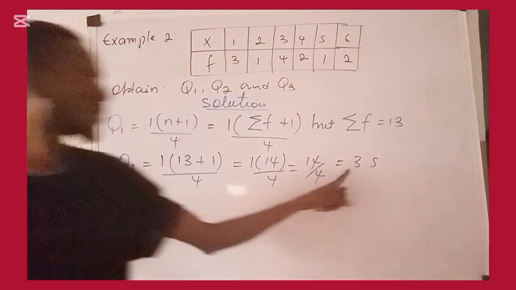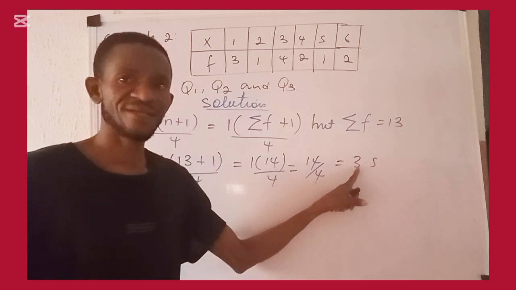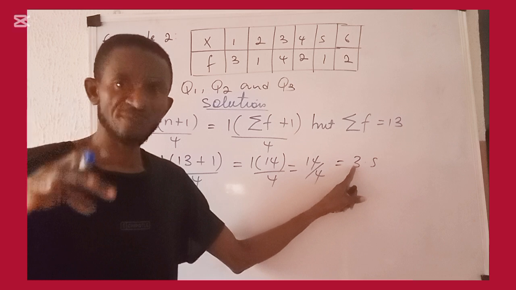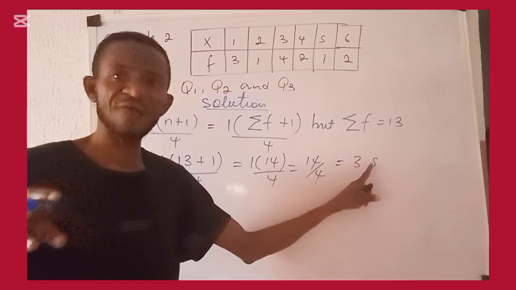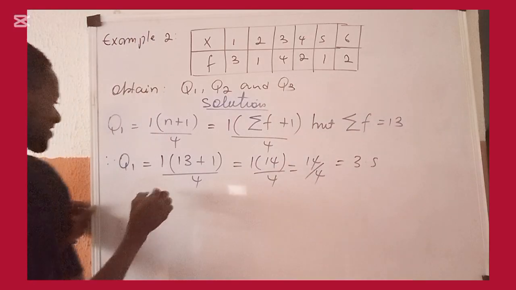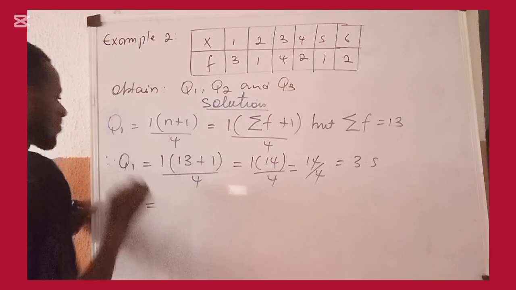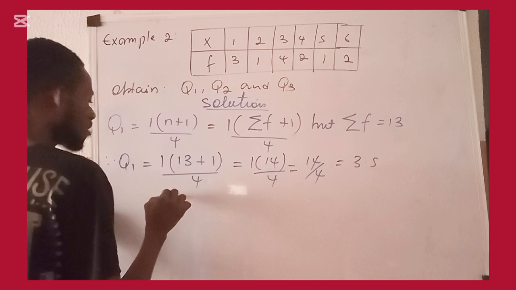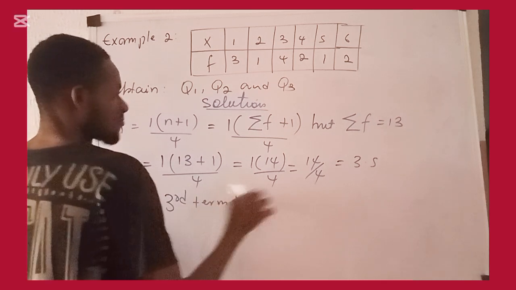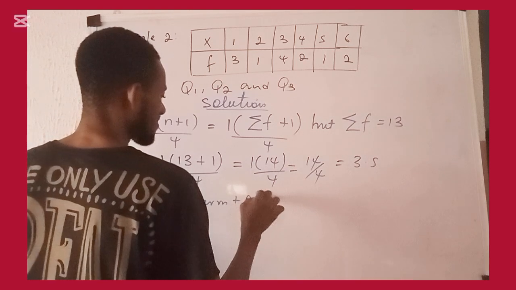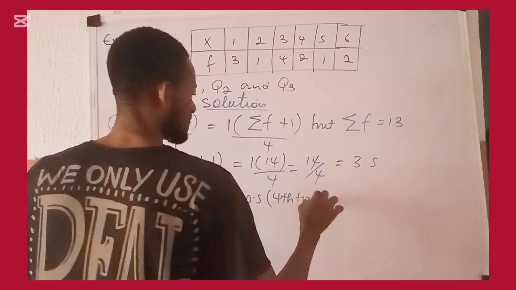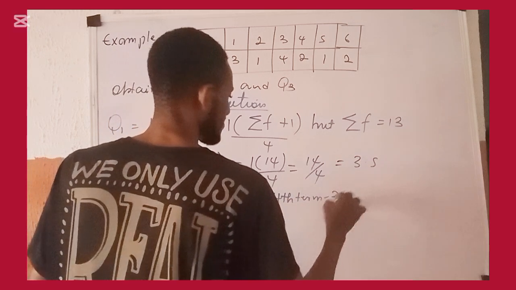Now, 3.5 is not our answer. This 3 here is talking about the third observation. Then we have a ratio here, or what we call a decimal point here, 0.5. So this implies that for us to get our Q1, it is going to be the third term plus the fraction here, which is 0.5, we open a bracket, fourth term minus third term.